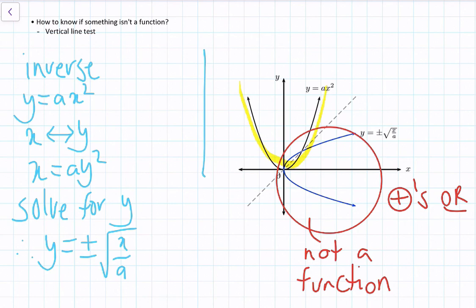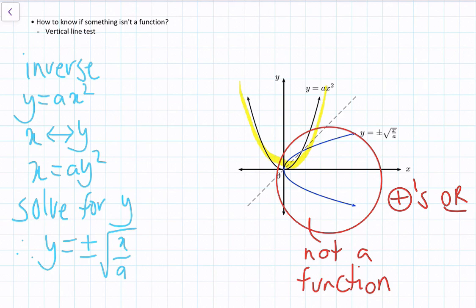If we took this line and moved it across this function like that, if you can just imagine that line moving across the function, you'll see that it only touches one point throughout the entire movement. But then as you see here, the inverse, circled in red, if we took that same imaginary vertical line and moved it across, it would touch more than one point. It would touch 2 points in this case. And that's how we know this isn't a function.